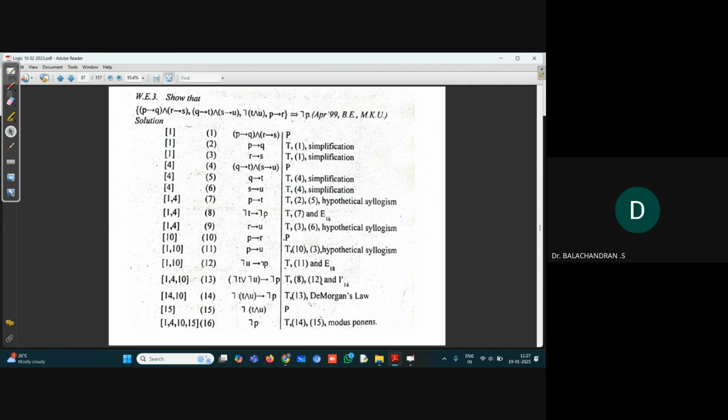Now from here to next, apply De Morgan's law. So negation of T and U implies negation P. Now I am using this premise, negation of T and U. So now P, comma, P implies Q is negation P.